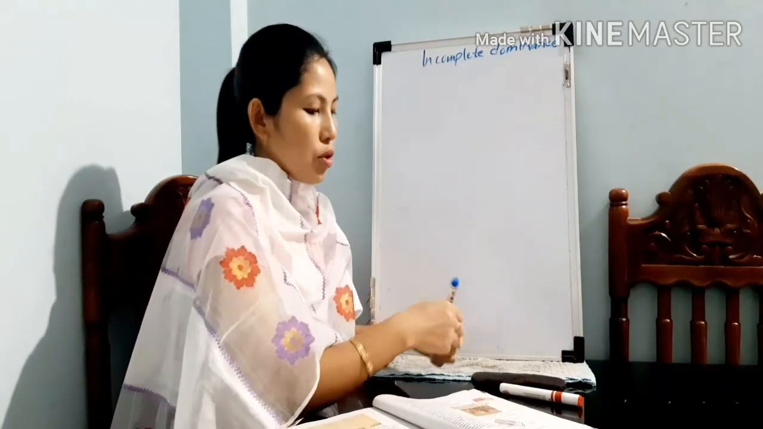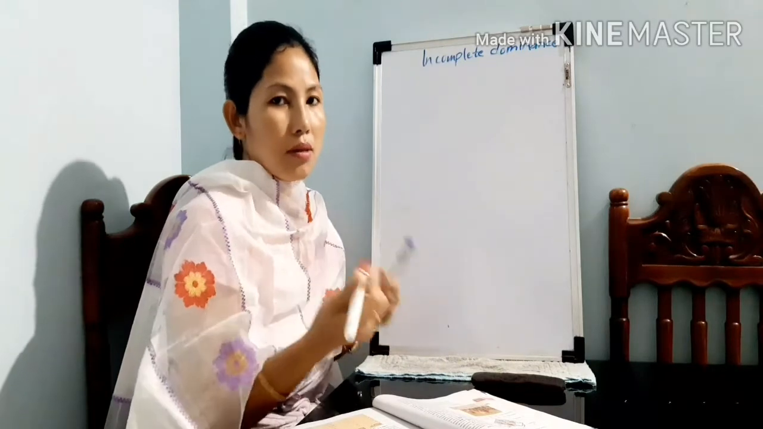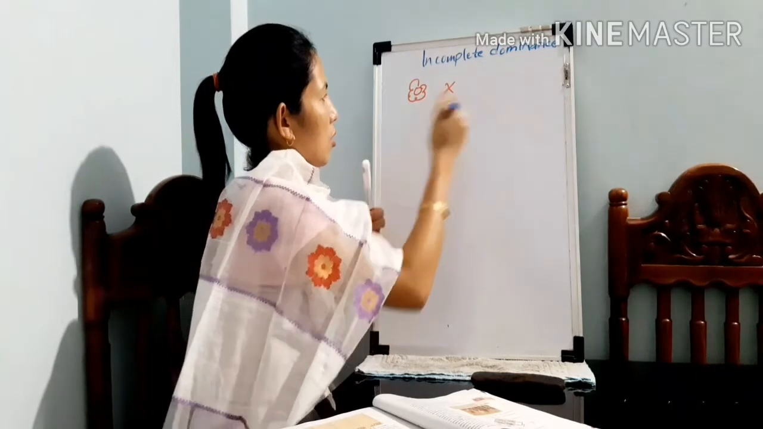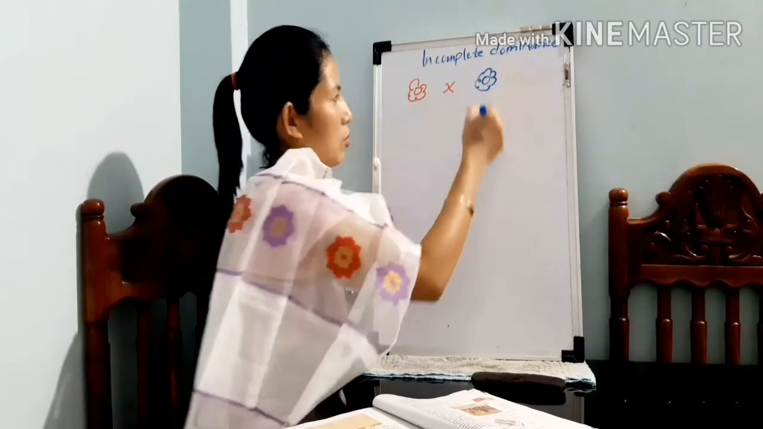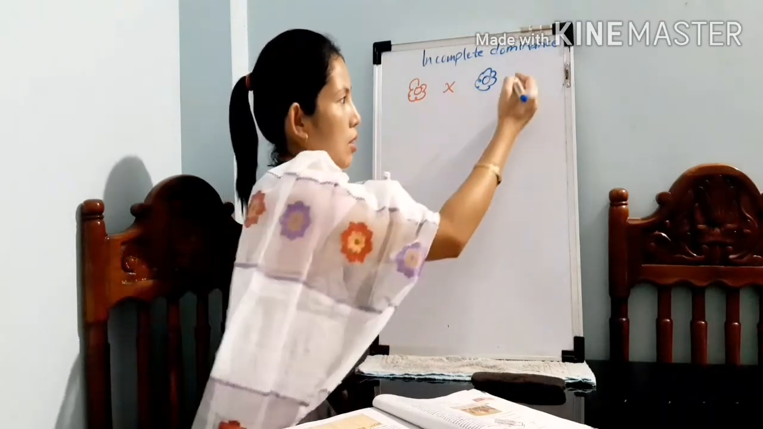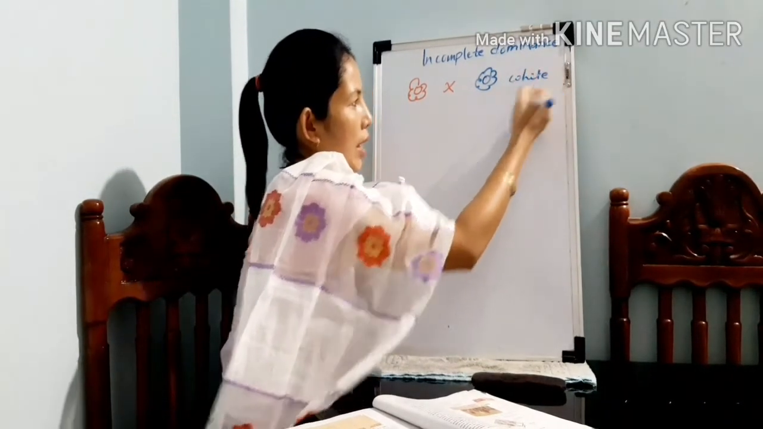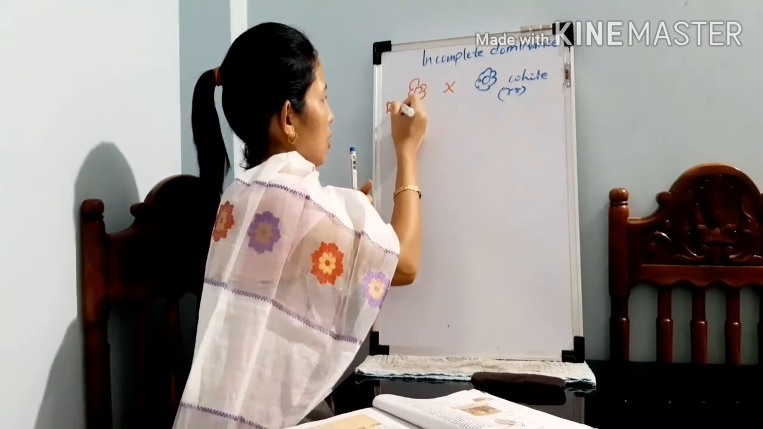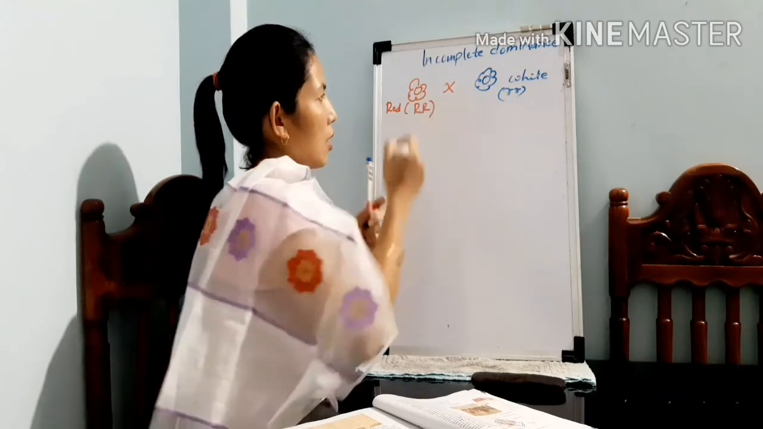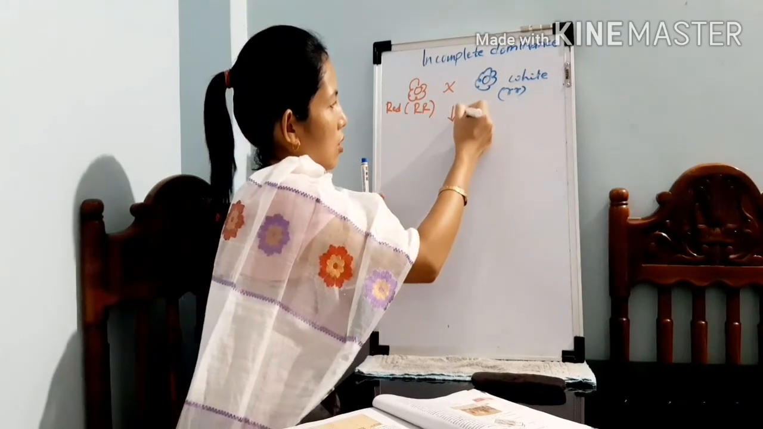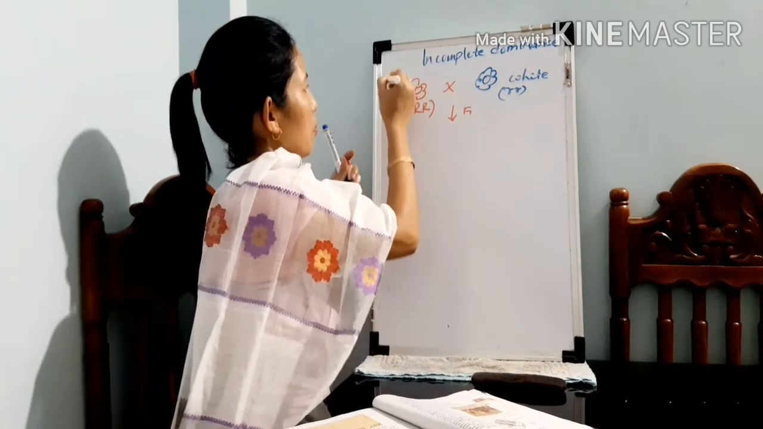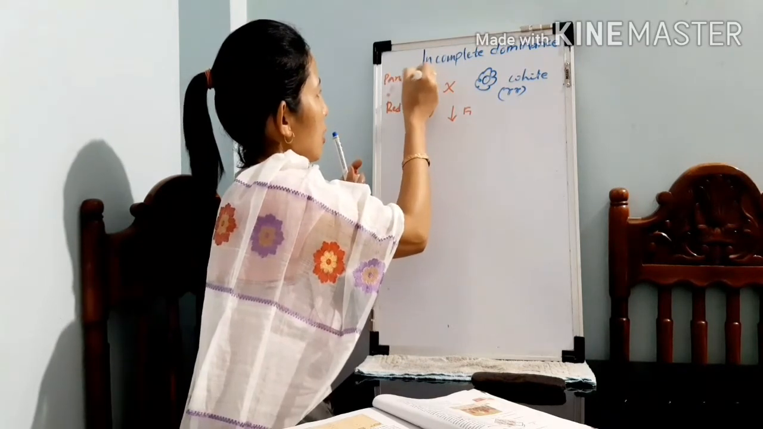Let us see here with the help of a cross. I'm going to show the red flower with red color, crossed with a flower with white color. I am using blue here to denote the white flower. Suppose this is the white flower and has the genotype small r, and this is the red flower with the genotype capital R capital R. So when they are crossed, this is P, the parental generation.